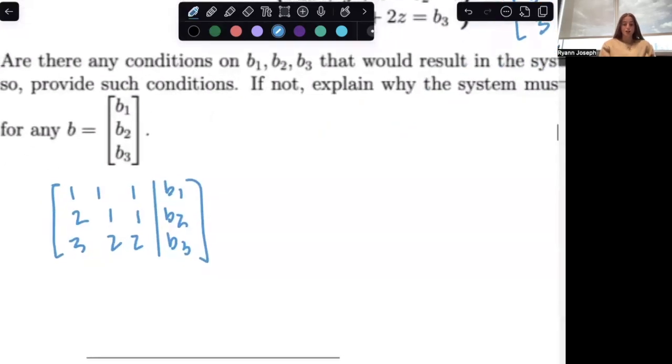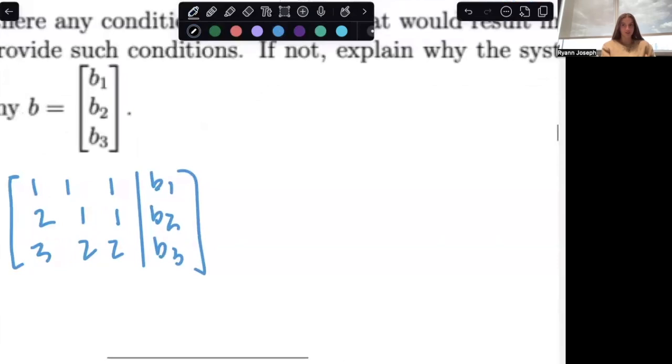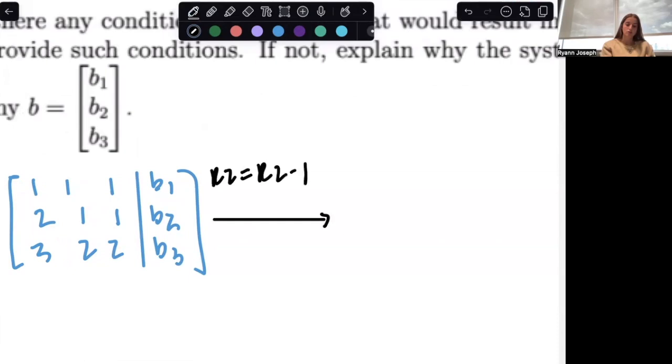Let's do this again. Solving for the reduced or echelon form. So first thing I'm going to do, like I said, is I have this leading 1 in the top left-hand corner, so I'm good on that. I want to get zeros below it. So row 2 is equal to row 2 minus 2 row 1. Row 3 is equal to row 3 minus 3 row 1.